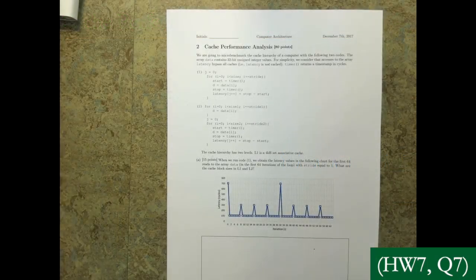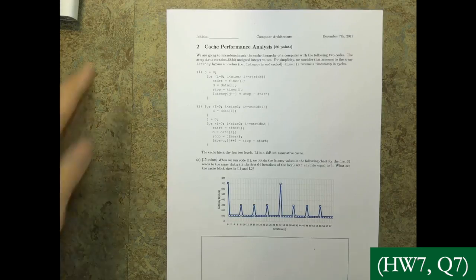Question two is cache performance analysis. In this question we do some microbenchmarking. This means that we are going to execute a specific short program that exercises some particular features of the cache hierarchy. This kind of microbenchmark is very useful because it usually allows us to do some reverse engineering of systems where we don't know exactly how they are built. After getting this knowledge, we might be able to optimize our code better, for example.